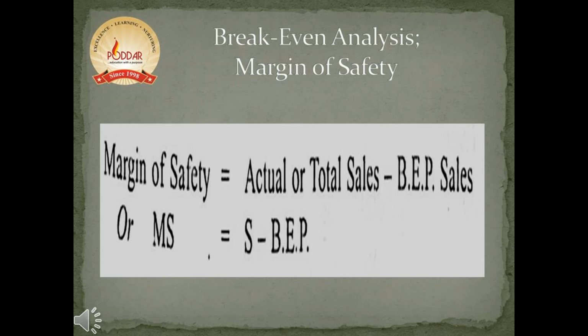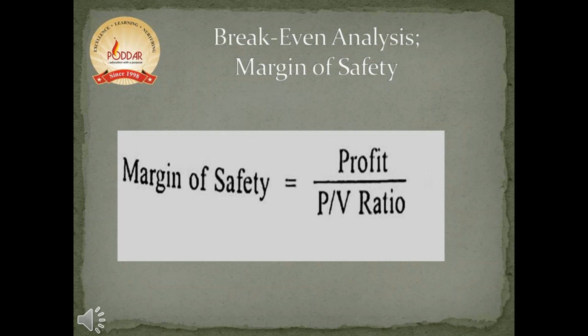Margin of safety is calculated with the help of sales and BEP. Margin of safety is equal to sales minus BEP. We can use this formula when sales and BEP values are given. We can also find margin of safety if the profit values and PV ratio values are given in the question. Margin of safety is equal to profit divided by PV ratio.